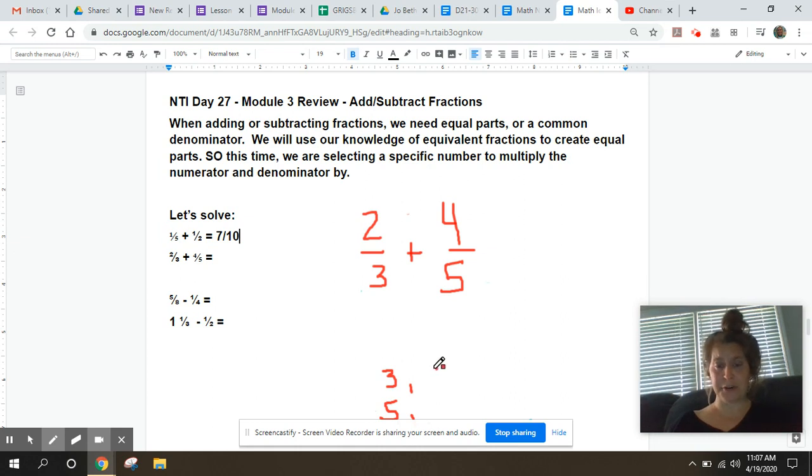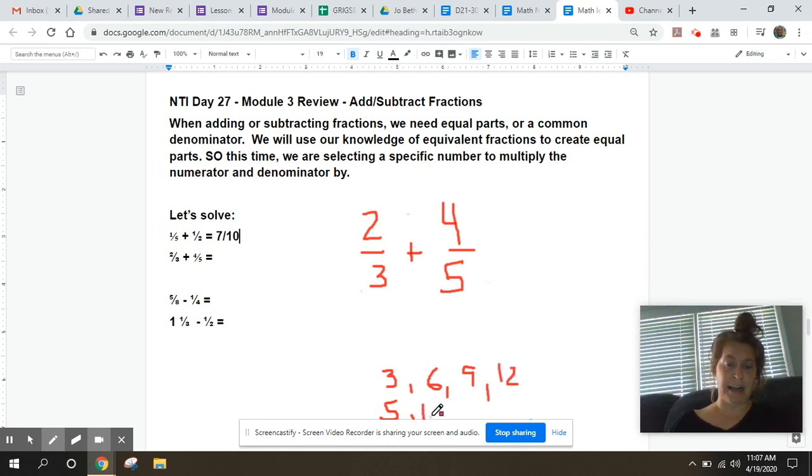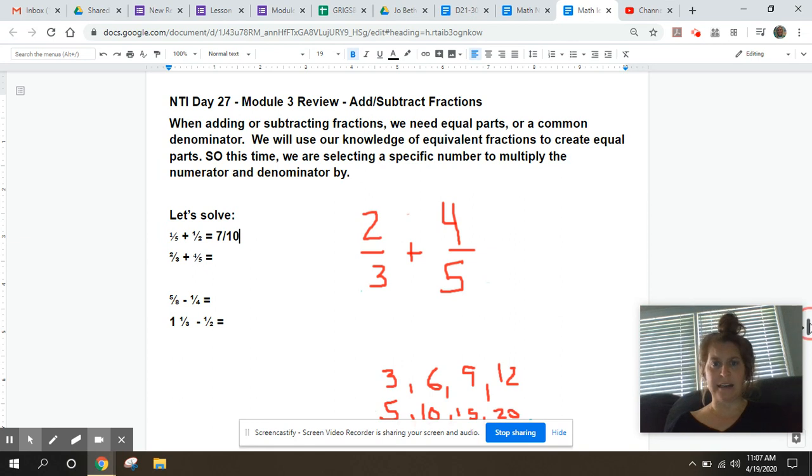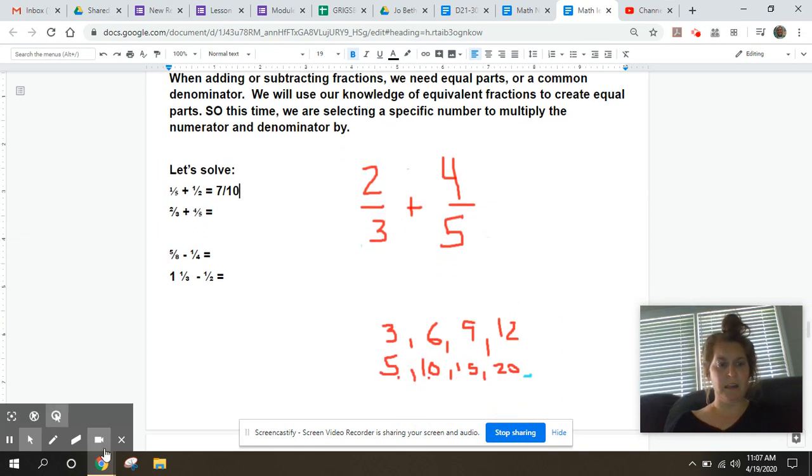So remember, I'm going to count by 3s. 3, 6, 9, 12. And I usually have my people do about 4. So 5, 10, 15, and then 20. So I have a little bit of a problem there because I still don't have a common denominator. And I need to move back up to my 3s because my 20 is greater than my other numbers. So I'm going to keep counting up here.